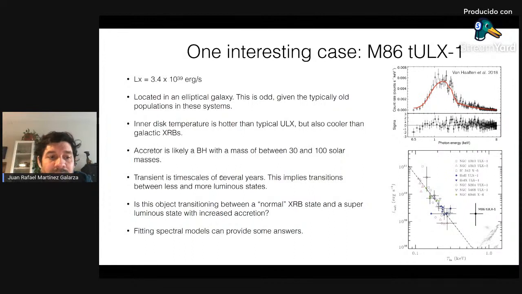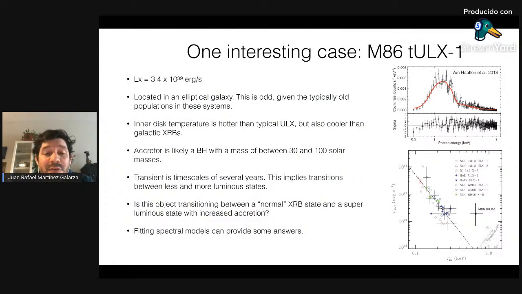The most likely explanation that the authors of this paper find is that the accretor is likely a black hole with a mass of between 10 and 30 solar masses. So not quite big enough to be considered an intermediate mass black hole, but still with a significant size. The typical size of the black holes that are detected by gravitational wave emission, by the way. So the question is, what is this object and how can we figure it out? Of course, that will take more observations. But you can start answering some questions by fitting spectral models to this object. This is exactly what we're going to be doing in the practical session later today.